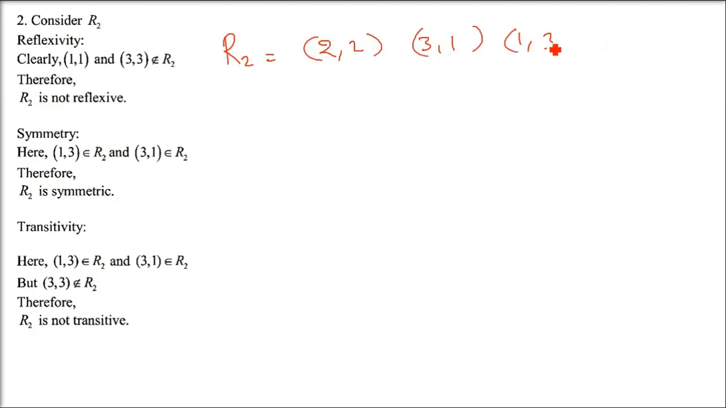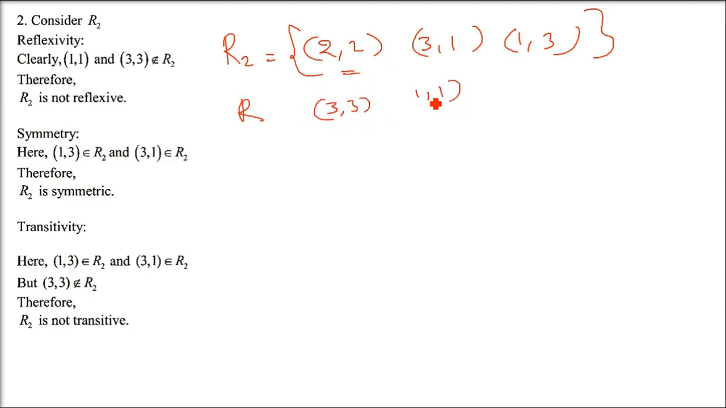Now let us see reflexive. What do you want? 1 1, 2 2, 3 3. Reflexive: A should be related to A. So 2 2 is there, but 1 1 and 3 3 are not there. So this is not reflexive. Clear? Because you need 1 1, 2 2, 3 3 to be there.